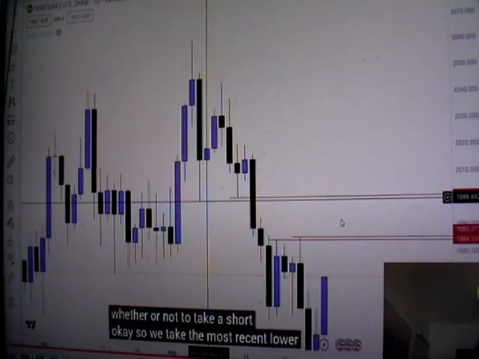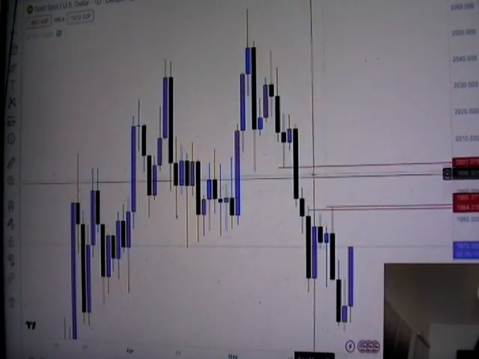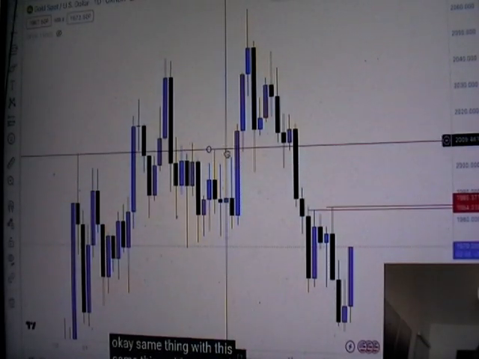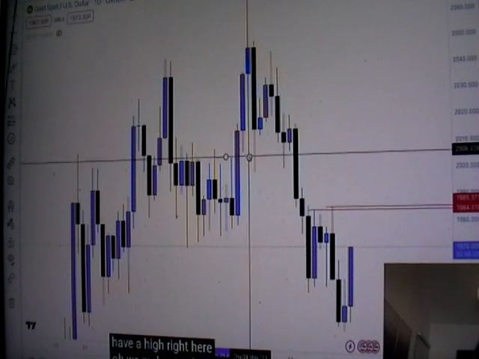We take the most recent lower high made. Okay, same thing with this. Same thing with this over there, right? We have a high right here. Oh, we make another high right here.